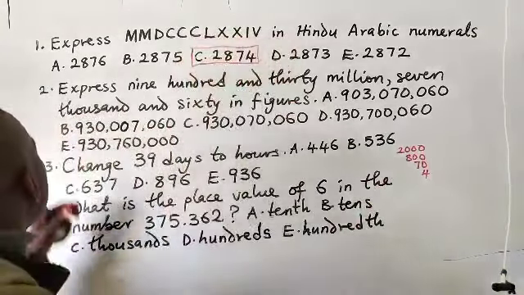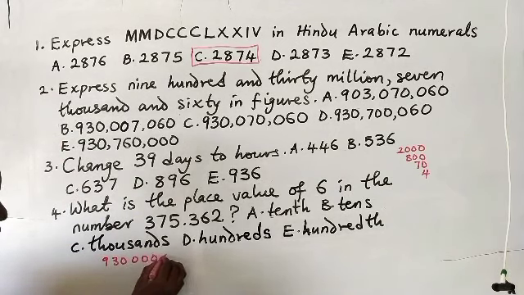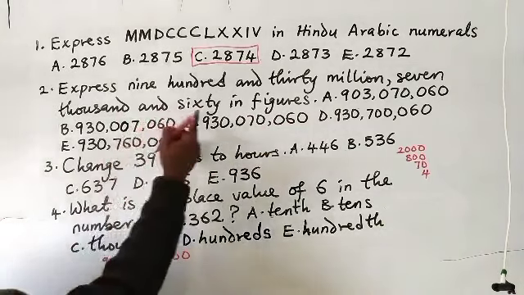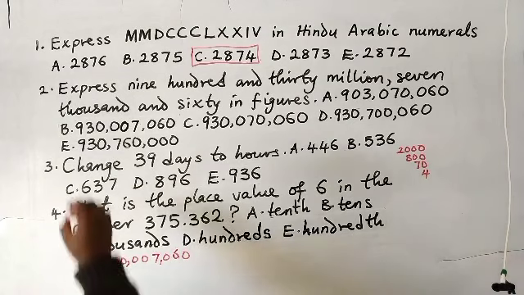We move to question number 2. In number 2, what we have is 930 million, then 7,000, and the word 60. Have you seen it now? So the answer to this question is in option B.